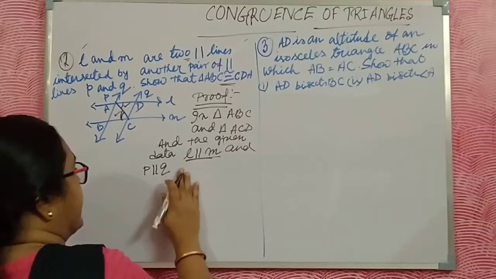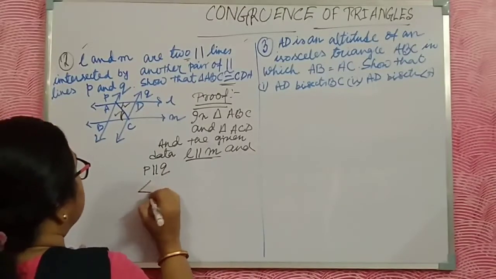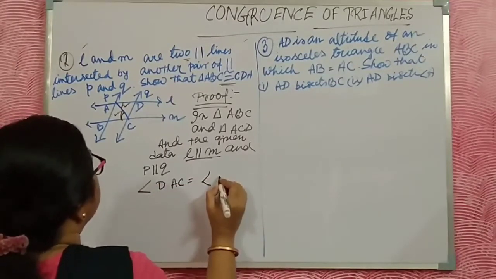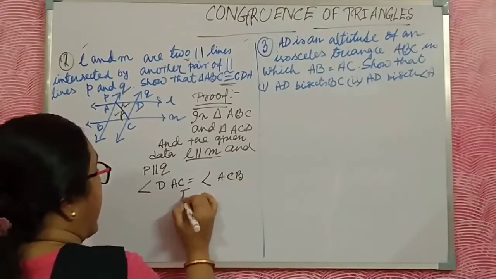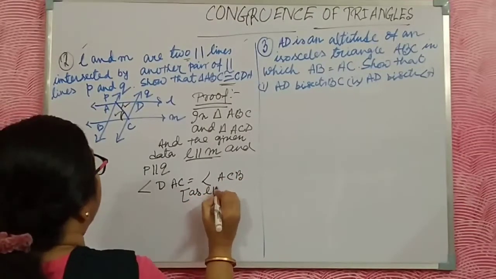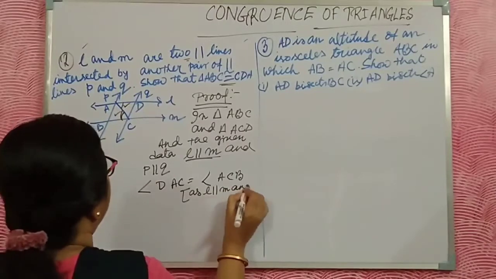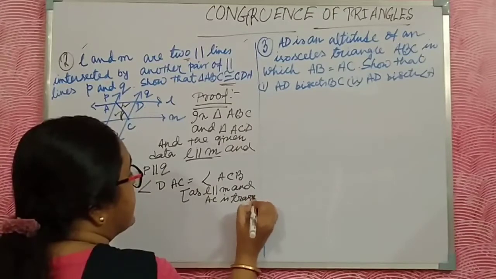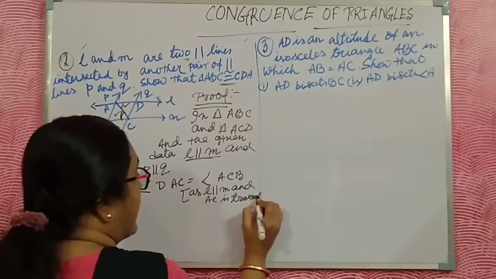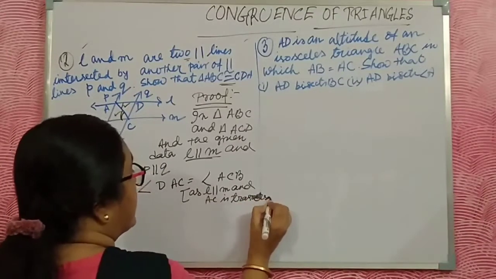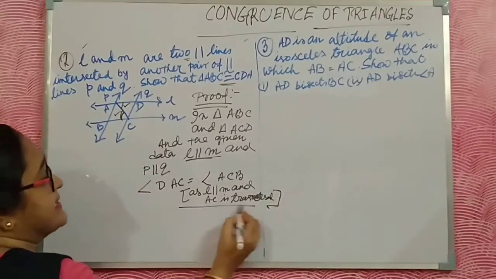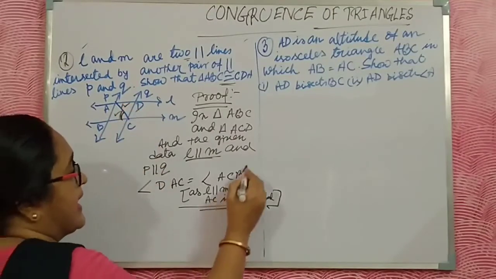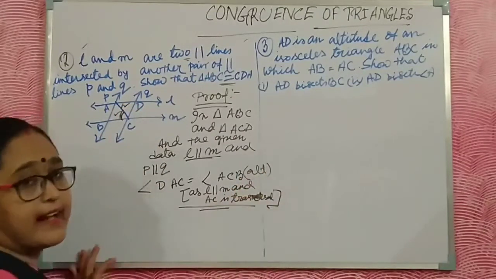We can say now I write angle DAC is equal to angle ACB as L is parallel to A and AC is transversal. Okay, you have to write this. That's why these and these angles are equal and this is the alternate angle.